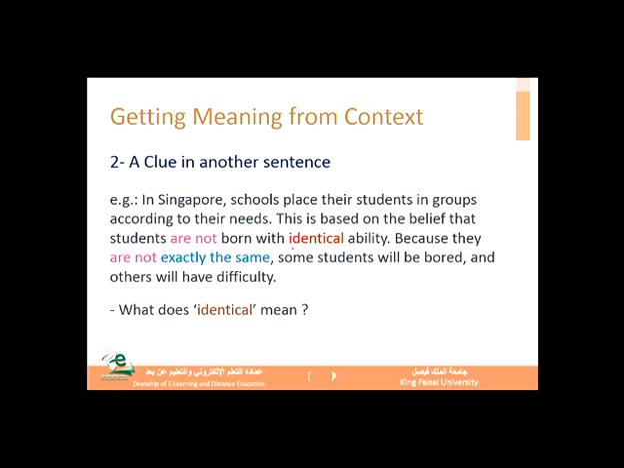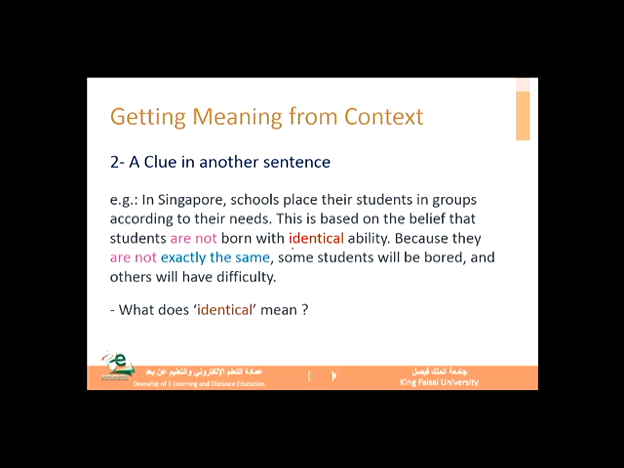In Singapore, schools place their students in groups according to their needs. This is based on the belief that students are not born with identical ability because they are not exactly the same. Some students will be bored and others will have difficulty.